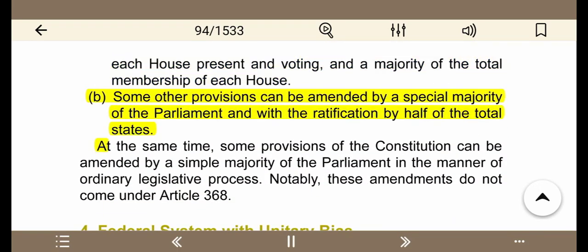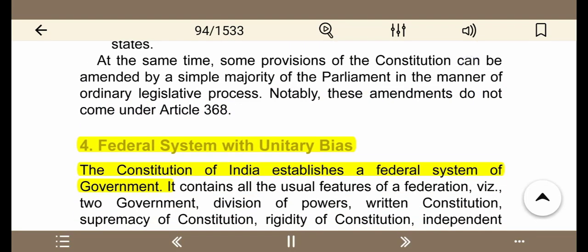B. Some other provisions can be amended by a special majority of the Parliament and with the ratification by half of the total states. At the same time, some provisions of the Constitution can be amended by a simple majority of the Parliament in the manner of ordinary legislative process. Notably, these amendments do not come under Article 368.